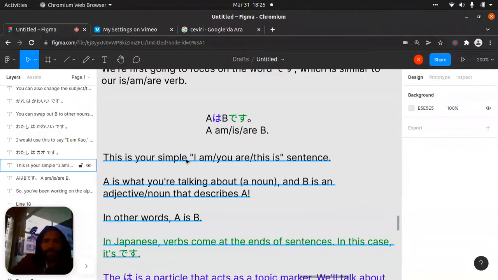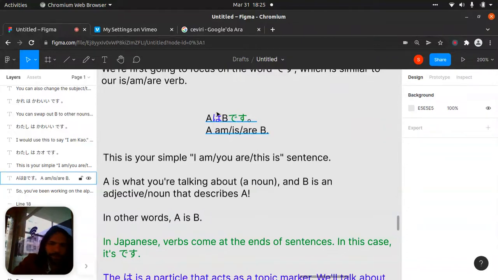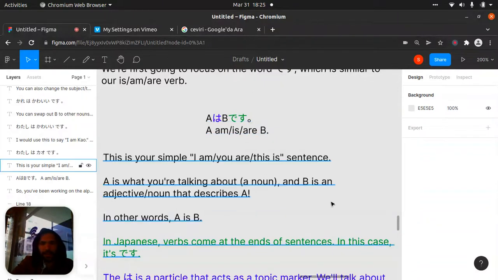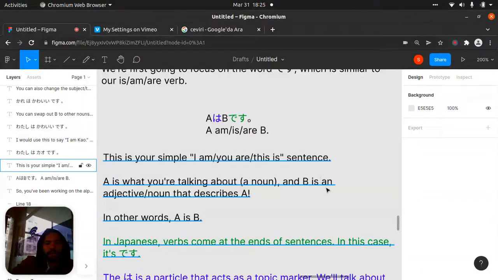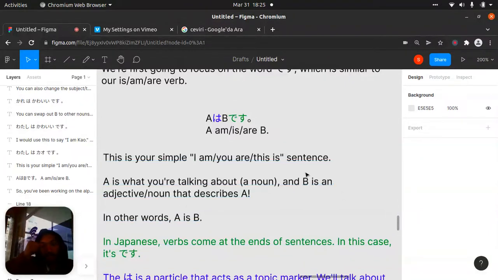This is your simple sentence: I am, you are, this is. As I told you, desu is am, is, are, and this A will be here, wa, like that. How will wa be pronounced? It's pronounced like wa, not like ha. A is what you're talking about, a noun, and B is an adjective or noun that describes it. We can say I, he, she, it, like that. Watashi wa goes all the way like that, but let's not worry about it.